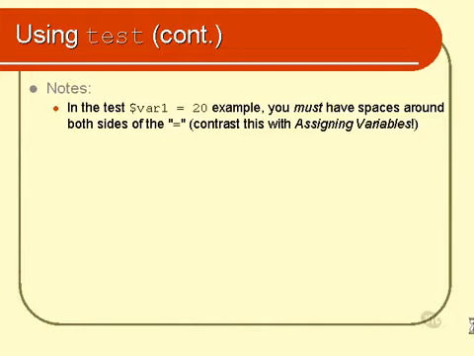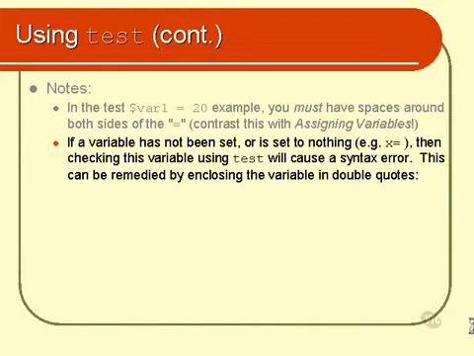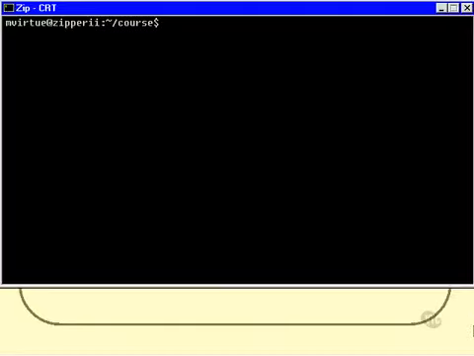And the second note is that if the variable has actually not been set at all, or has been set to nothing, in other words, you might just type in x equals and then just press enter on the command line, which will set the value of x to nothing at all, then if you actually use that variable with test in some sort of comparison, you'll get a syntax error. Let me show you a demonstration of that before I show you how you can actually fix it. So suppose I have a variable called x and I just set it to nothing like that. That actually works. There's no error involved in that. It's just x is now equal to nothing.